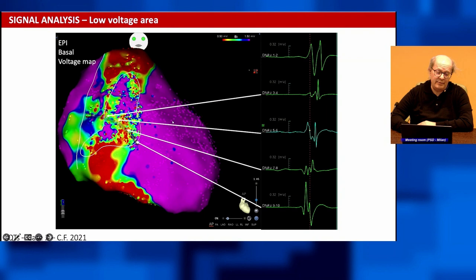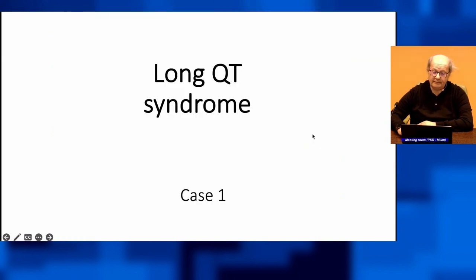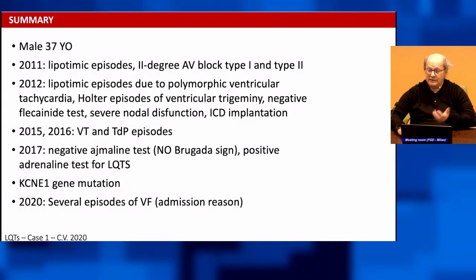And this is the epicardial aspect of the tricuspid valve region and the outflow tract. But what is interesting is the type of the electrogram. In most of the cases, it is a double potential with an isoelectric line in the middle. But let's go to real life.